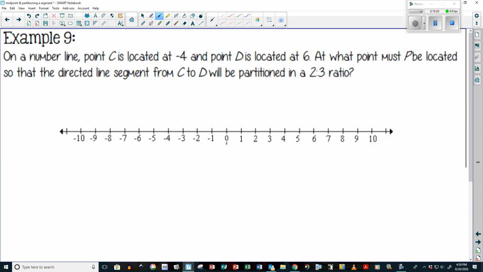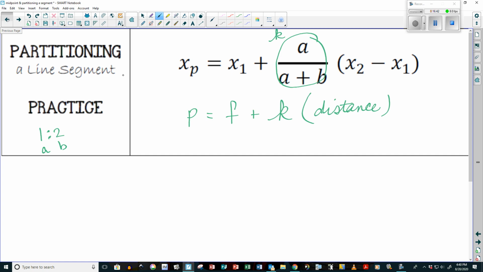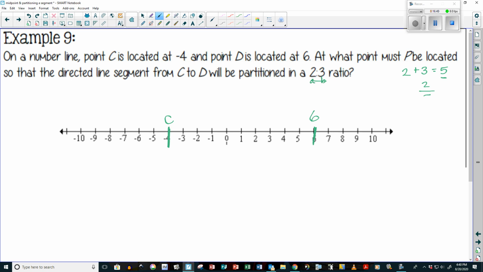So on a number line, point C is located at -4. So here's point C. Point D is located at 6. At what point must P be located so that the directed line segment from C to D is partitioned in a 2:3 ratio? So remember I said this was your A and this is your B. So it's 2 plus 3, which is 5. So that means between here and here, there have to be 5 equal pieces, just like we did in that first activity, okay? So the formula says A over the total. So 2 over the total. So your K is 2 over 5, okay?